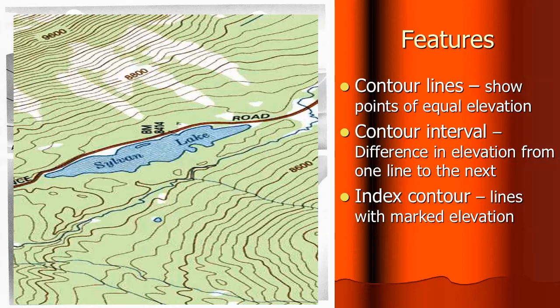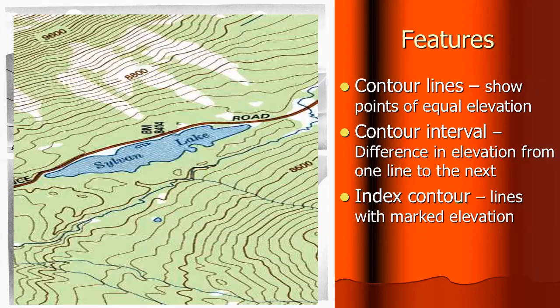The index contour. These are lines that are going to be marked with elevation. Now in the last one we saw, that was a pretty simple map, but sometimes these maps get really complicated. And you can imagine on one like you see here that if we labeled every single one of these lines, it might get a little bit confusing and it might be a little messy and hard to read.